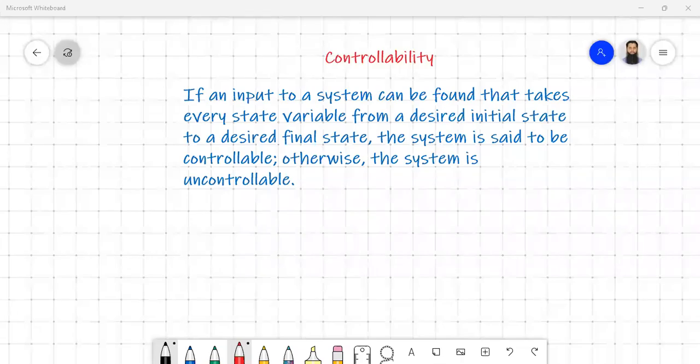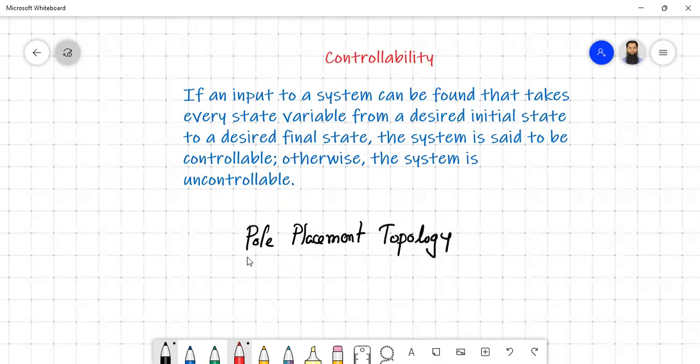Assalamu alaikum. Today we are going to discuss controllability. Basically, we are discussing the pole placement technique, or topology, or in some books it is also mentioned as pole assignment. Basically, we are placing the closed loop poles at a desired location in the S-plane. So that is why it is sometimes called the pole assignment topology as well.